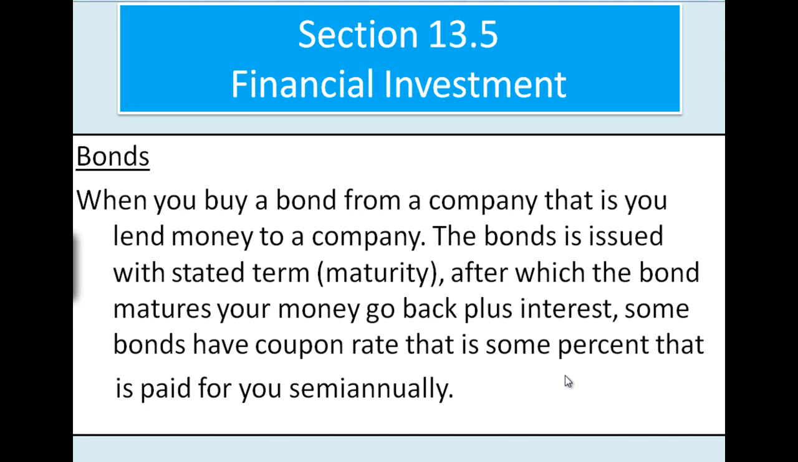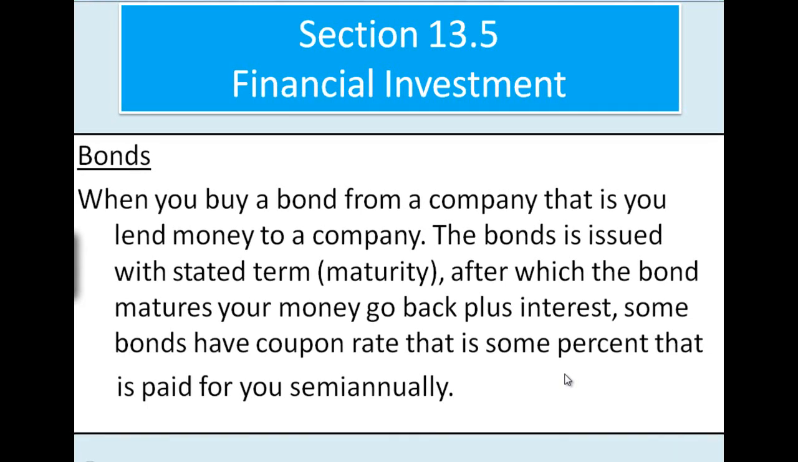Okay, let's continue section 13.5, the financial investment. Now we are talking about bonds. When you buy a bond from a company, you lend money to the company. The bond is issued with a starting term, called maturity, after which your money goes back plus interest. Some bonds have a coupon rate, which is some percent that is paid to you semi-annually.